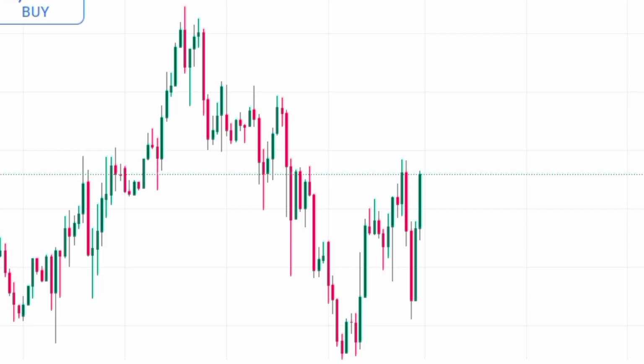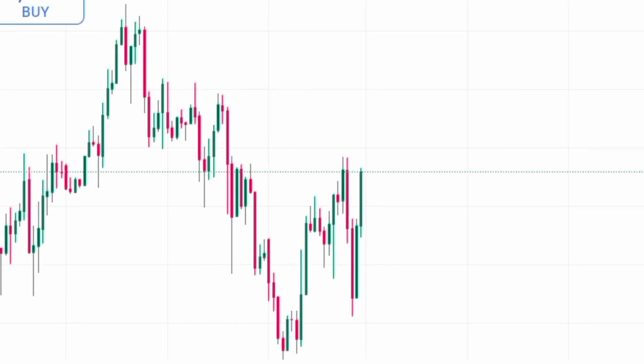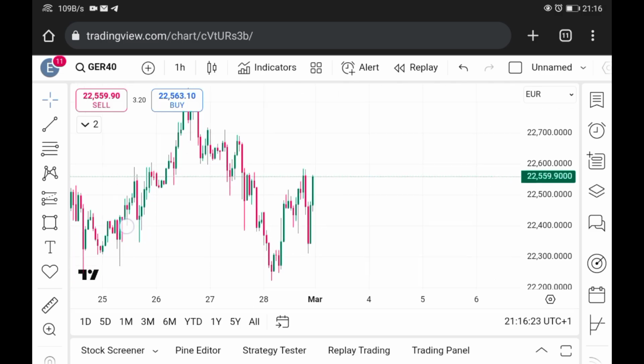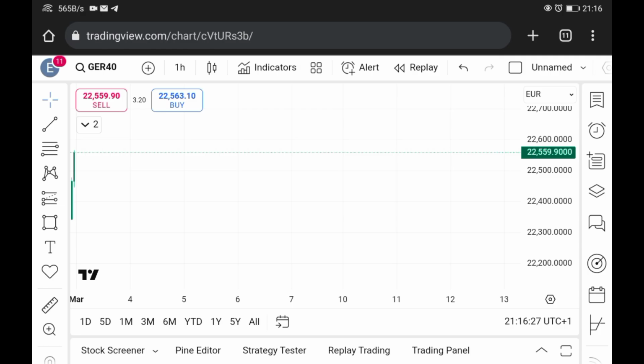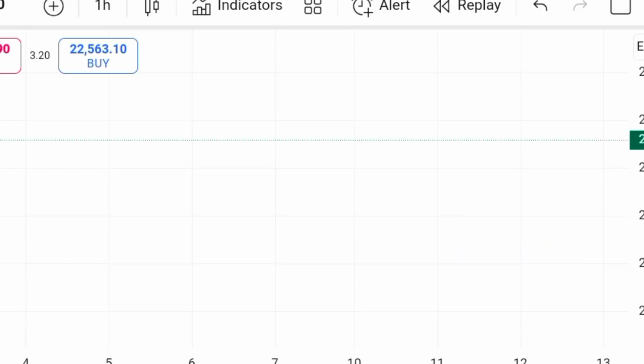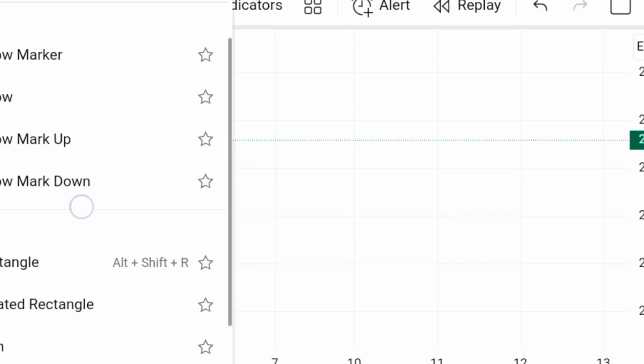Then number four, we need a candle confirmation. So let's get to the chart. Let's start. First, we have to mark our structure. We have to show you the structure we are looking for first.